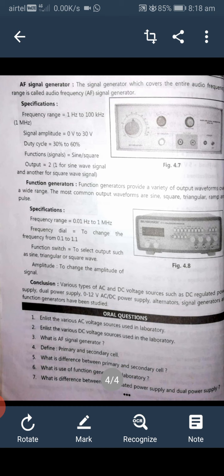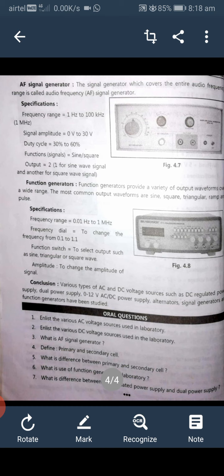Last, the conclusion of this experiment is that various types of AC and DC voltage sources such as DC regulated power supply, dual power supply, 0 to 12 volt AC-DC power supply, alternator, signal generator and function generator have been studied in this experiment.